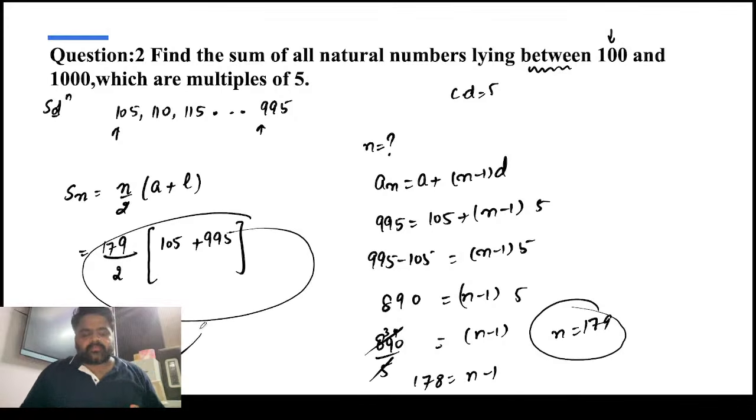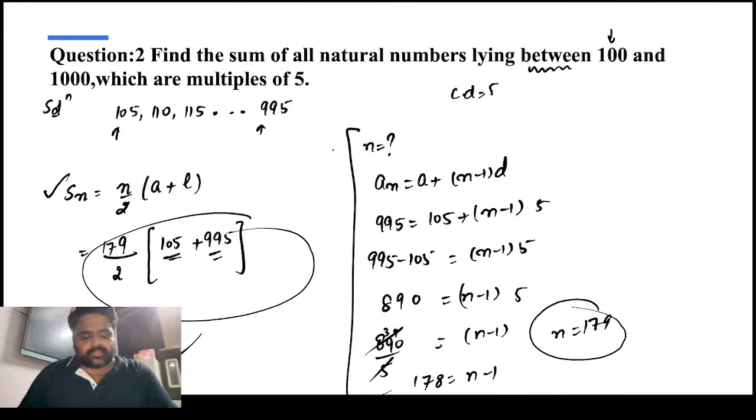Any doubt, guys? Because we need to calculate the sum between 100 and 1000, we need to count the terms from 105 to 995. The formula for the sum, you know that. First of all we have calculated the value of n. Now put the values of n, a and l over here, solve this and you'll get the result. Any doubt, guys?